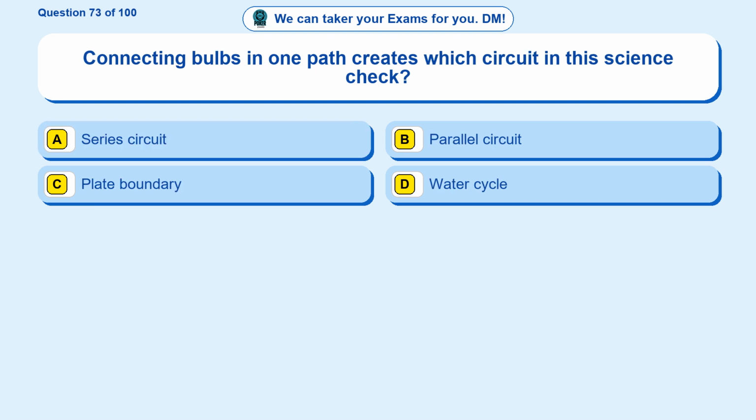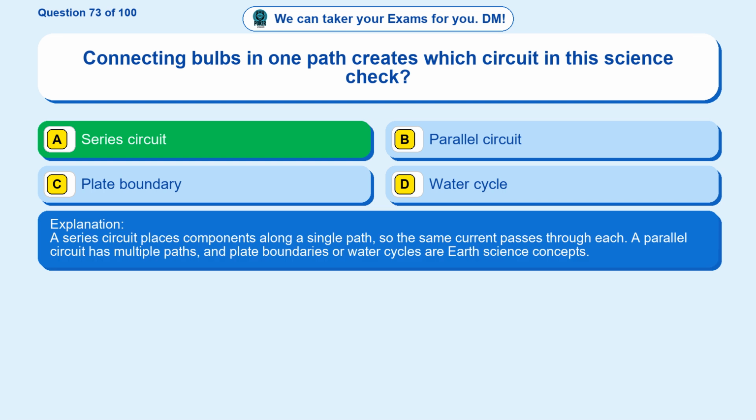Question 73. Connecting bulbs in one path creates which circuit in the science check? Option A, series circuit. Option B, parallel circuit. Option C, plate boundary. Option D, water cycle. The correct answer is option A. Series circuit. A series circuit places components along a single path, so the same current passes through each. A parallel circuit has multiple paths, and plate boundaries or water cycles are earth science concepts.